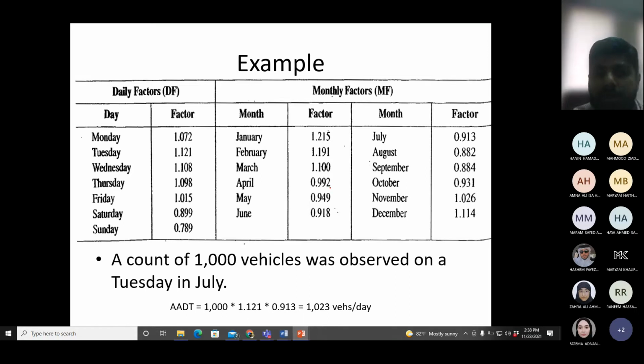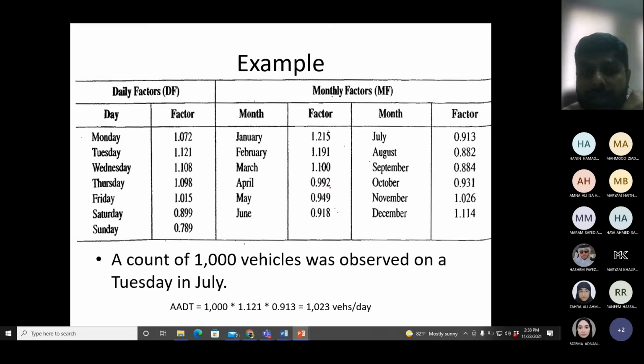So we have a control count location. For that control count location, we have already calculated the daily and the monthly adjustment factors, which you can see in the table. The first 2 columns are daily adjustment factors. The last 4 columns are monthly adjustment factors. On a nearby coverage location, somebody took a count on Tuesday in July. You can see the statement below the table. What is it saying? A count of 1,000 vehicles was observed on Tuesday in July for a coverage count location.